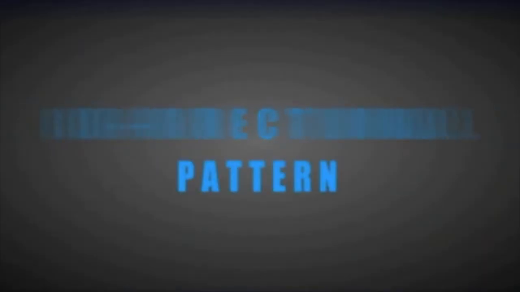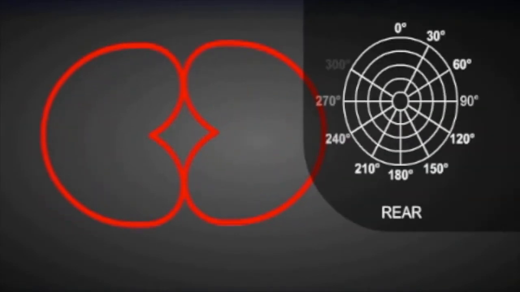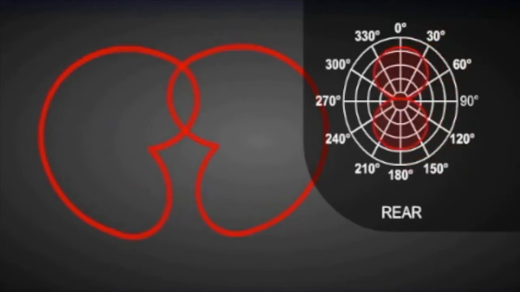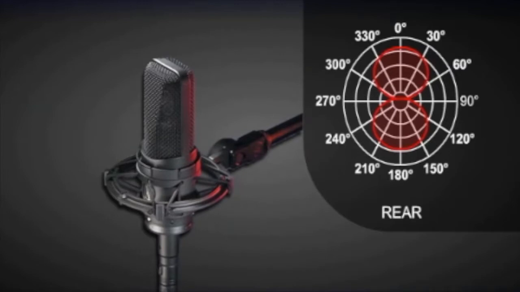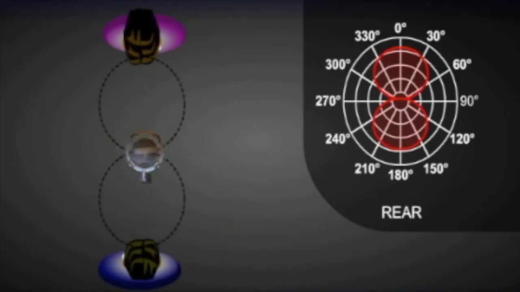The bidirectional or figure 8 pattern resembles two cardioid patterns placed back to back. It is moderately effective at rejecting side noise while equally picking up the front and the back. This pattern can only be found with microphones that have two diaphragms back to back, typically large diaphragm microphones. This pattern is well suited when recording a duet.